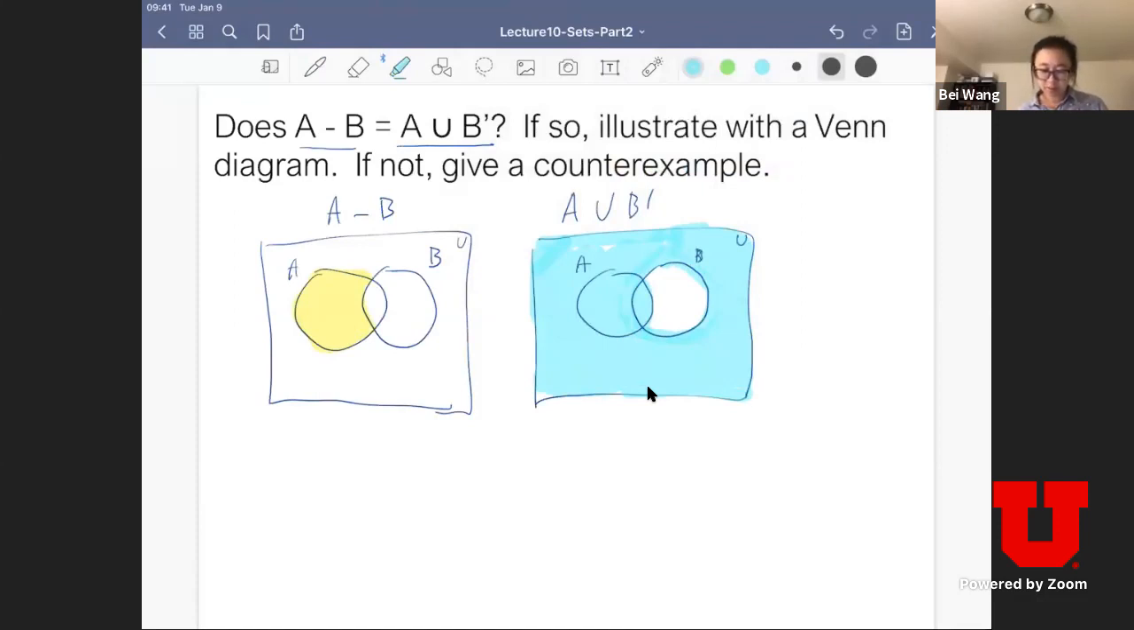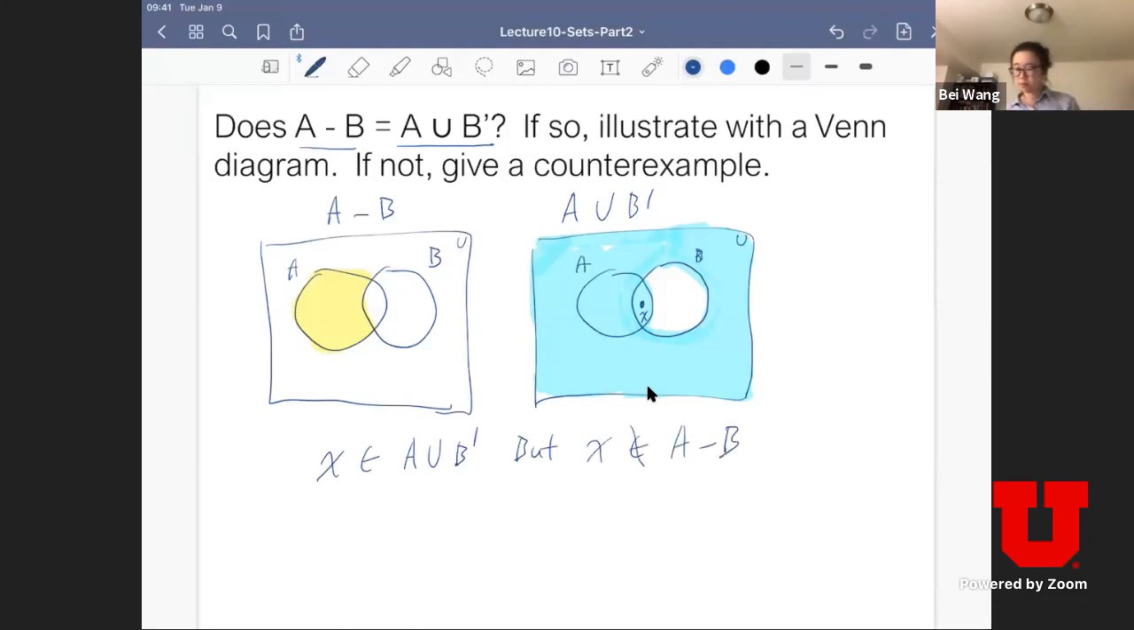If they're not equal, you need to pick something that is in the first set, but not in the other set. So a potential location, if you compare the two colored regions, the yellow region and the blue region, a particular example is somewhere here. So this is a counterexample because X is in A union B prime, but X is not in A minus B.